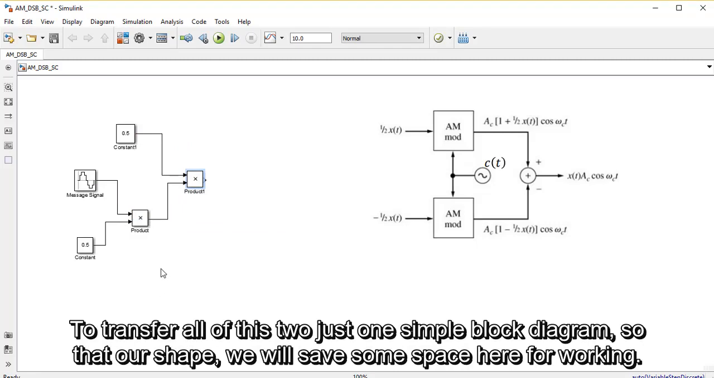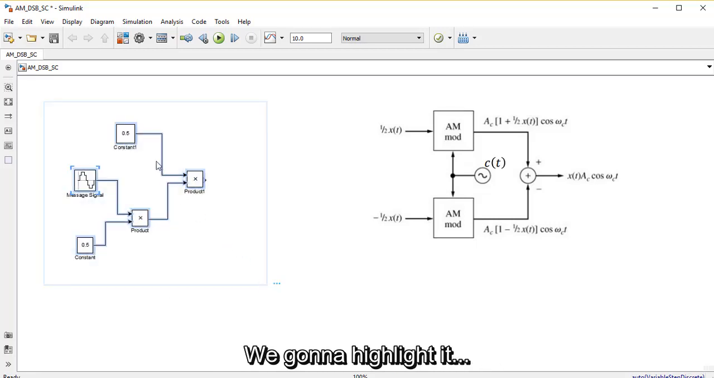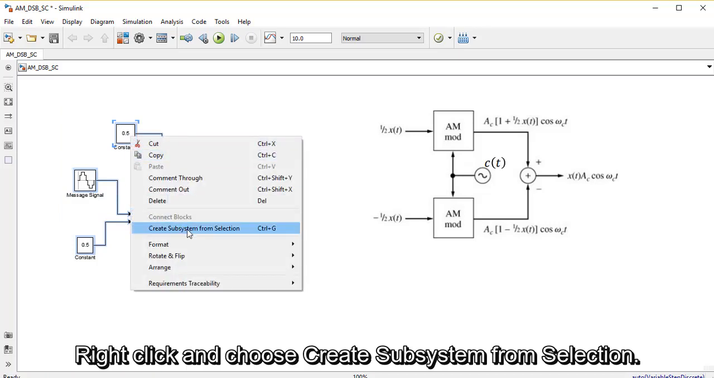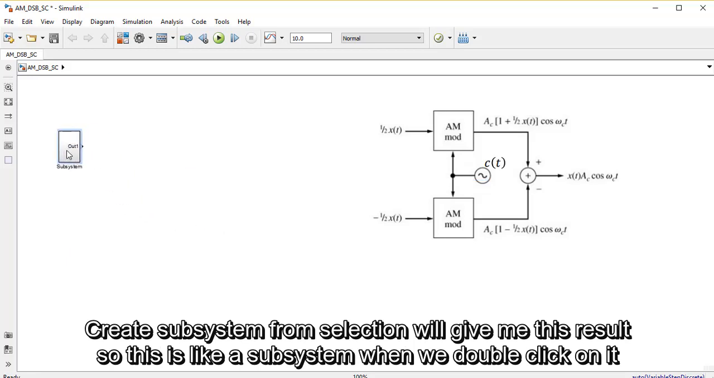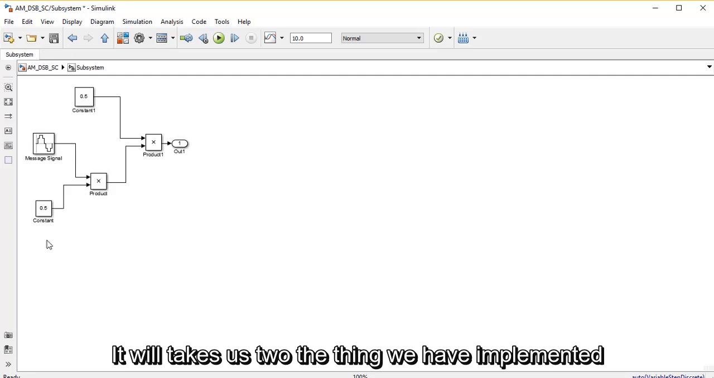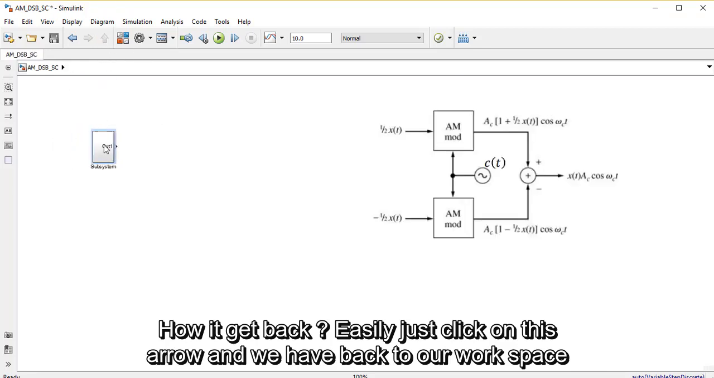Now, to transfer all of this to just one simple block diagram, we will save some space here for working. We're going to highlight all of this, right click, and then create subsystem from selection. Create subsystem from selection will give me this result. So this is like a subsystem. When we double click on it, it will take us to the thing we have implemented. How to get back? Easily, just click on this arrow and we are back to our workspace.